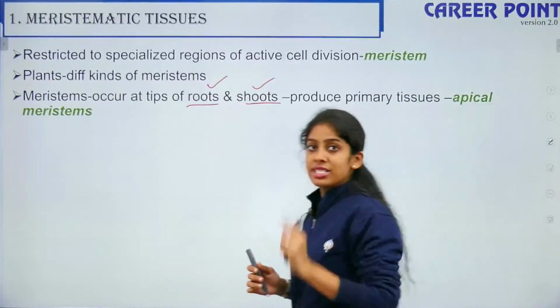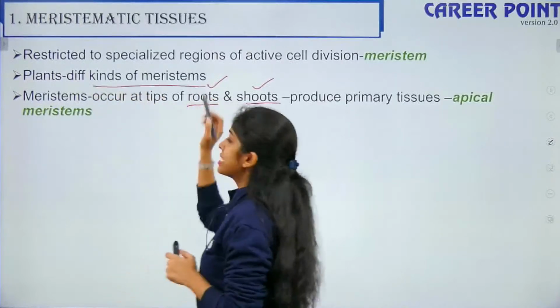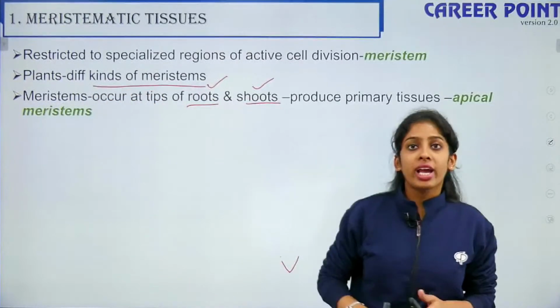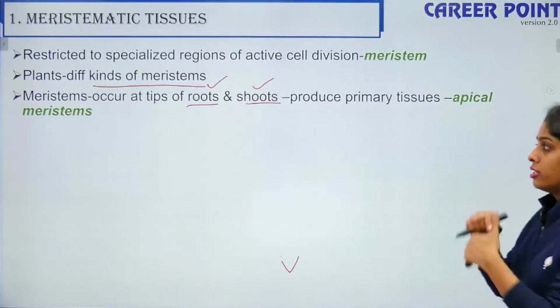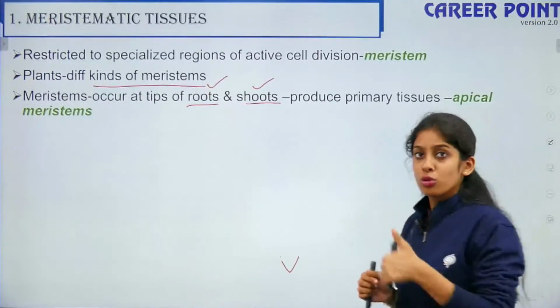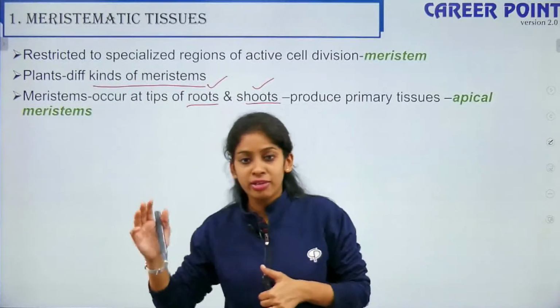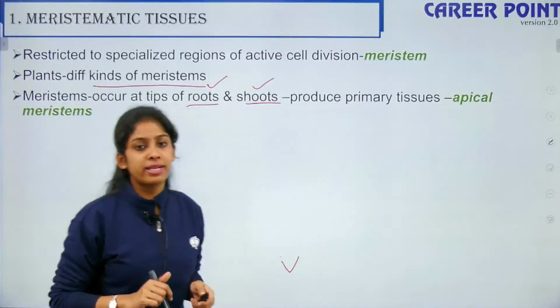Alright, so the first type of meristem. So once again, plants have different kinds of meristem. Okay, so the first one is called apical meristem. So what is apical meristem? The meristem that occurs at the tips of your roots and shoots and forms your primary tissue is called your apical meristem.